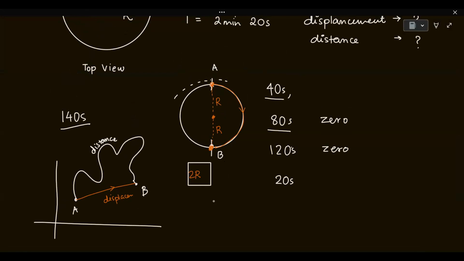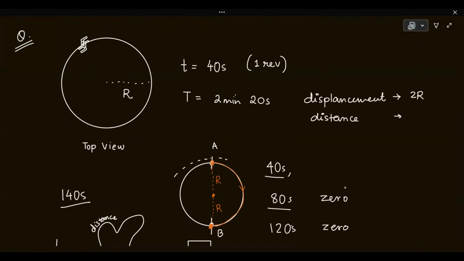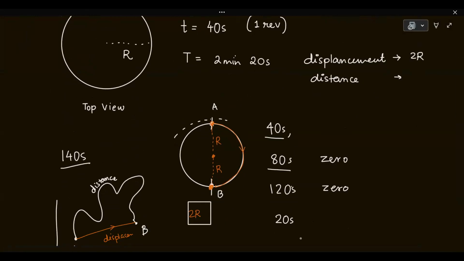So that is the displacement by the end of 2 minutes 20 seconds. Okay, so this is how much? This is 2r. What about distance? Distance is like, we know that this thing did three revolutions. First 40 seconds, then 80 seconds, then 120 seconds. This thing did 3 revolutions. So 3 into 2 pi r. You know the distance around the circle is 2 pi r. So the distance that it covered is 6 pi r in 3 revolutions.